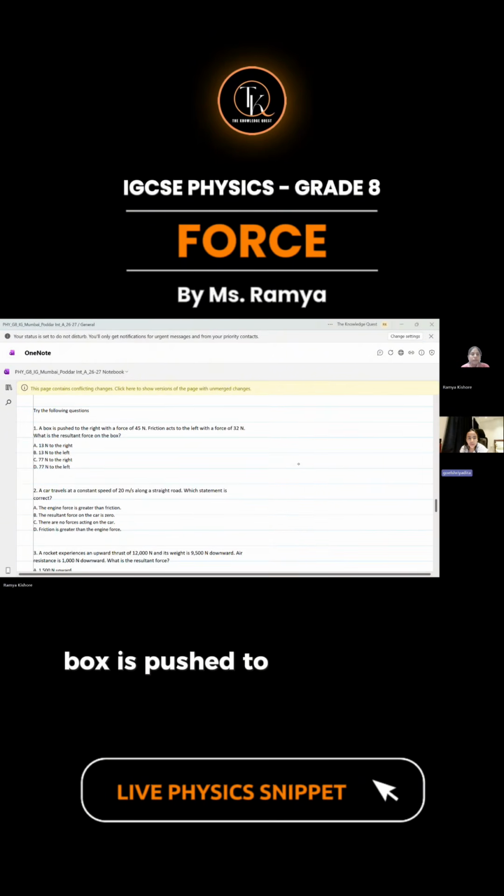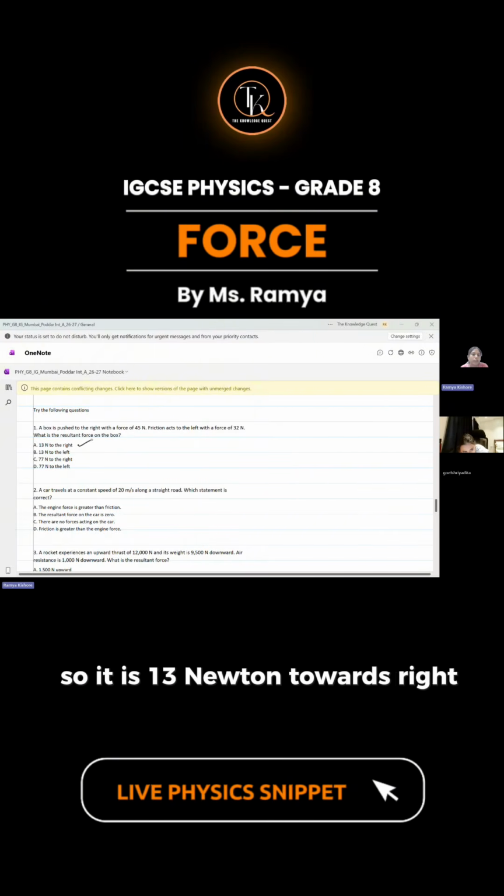A box is pushed to the right with a force of 45 Newton. Friction acts to the left with a force of 32 Newton. What is the resultant force? It is 13 Newton towards right.